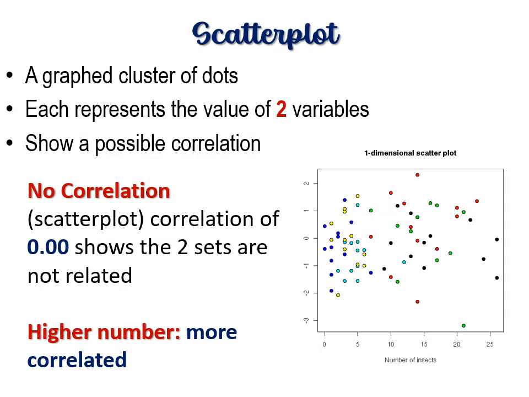So a scatter plot is really just a graphed cluster of dots. It may or may not show any relationship. This one right here shows no correlation. It's just a scatter. I don't see an upward or a downward direction. But when we looked at two variables, this is what we got, and it could show a possible correlation. This one's pretty much showing a 0, 0 of nothing. But if it was to show a high number, it would mean they were more correlated.